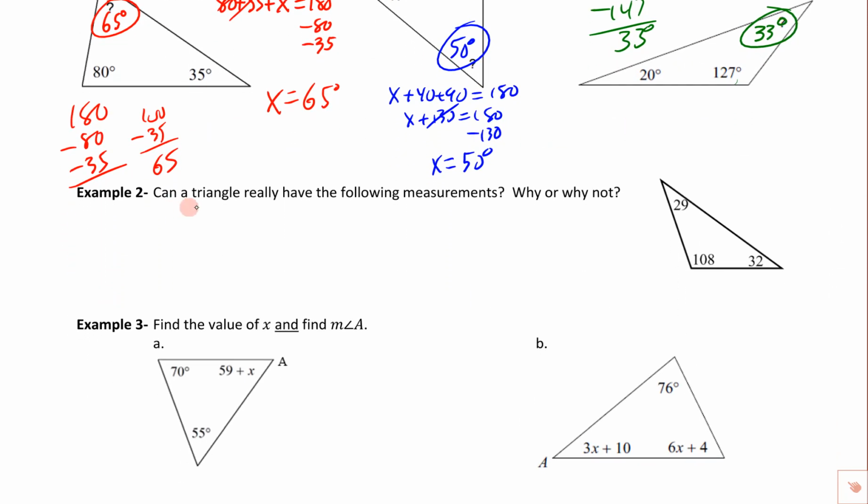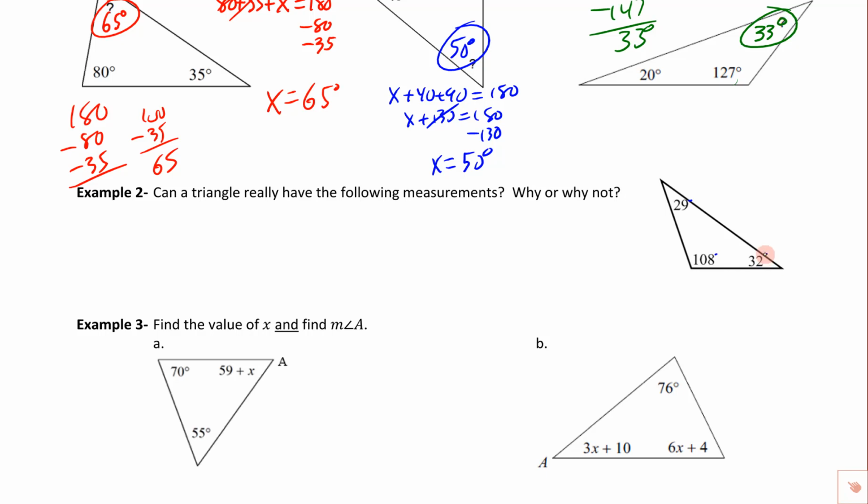All right, and then the next one says, can a triangle really have the following measurements, why or why not? So this one's 29 and 108 and 32. So let's take a look at this. It's drawn like a triangle, but it's got these measurements in here. And it's got measurements of 108, 29, and 32.